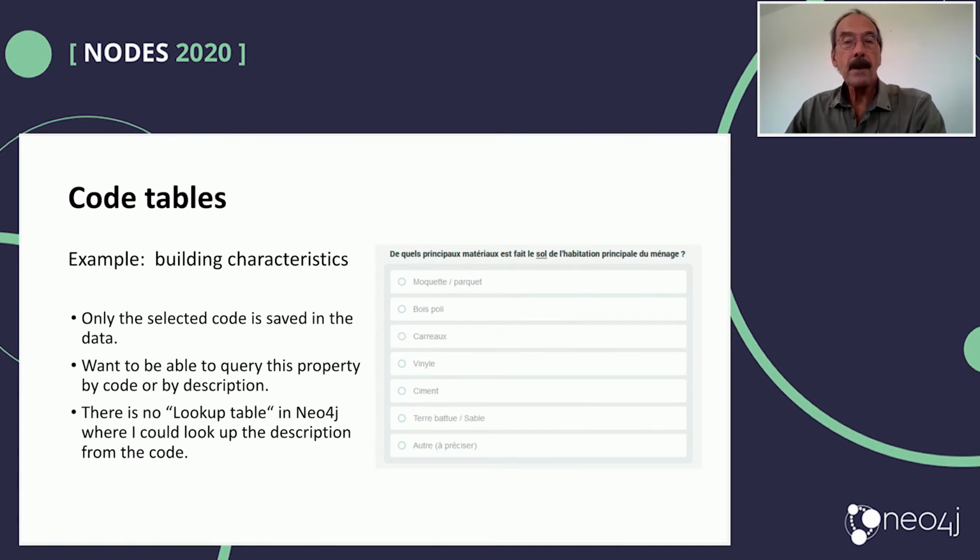Now, I mentioned before that a lot of the questions in the survey are multiple choice questions. So on the right, you see a list of options for the building materials for the floor of a dwelling, and the respondent can select one or more of these options. And I want to store them in the database and be able later to query these properties, either by code, if I know it, or by the description.